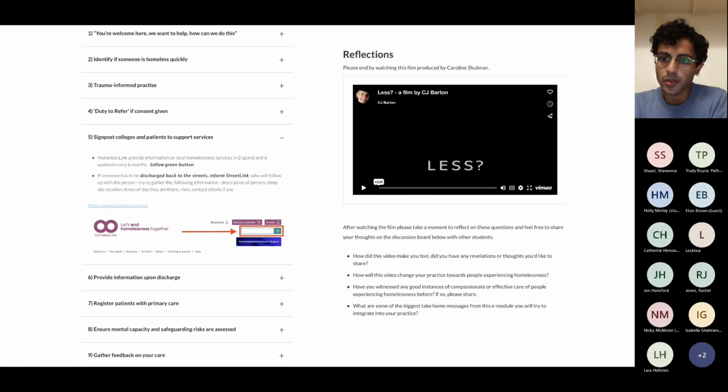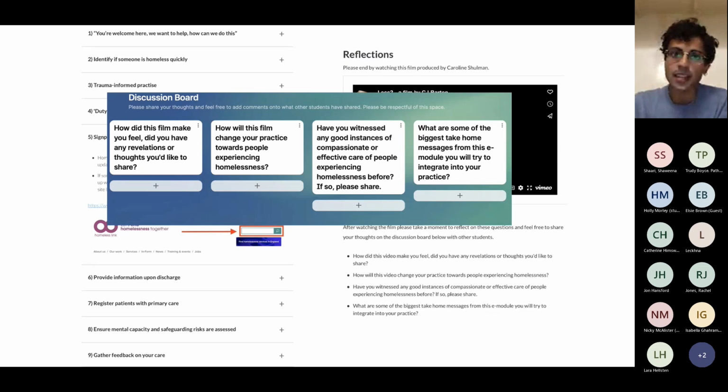And alongside it are some questions, just to summarize their feelings and thoughts about the e-module, and about their own experiences with inclusion health groups and people experiencing homelessness. And they share it in this Padlet discussion board where they can add their own thoughts, contribute onto others, and read what others have written as well.